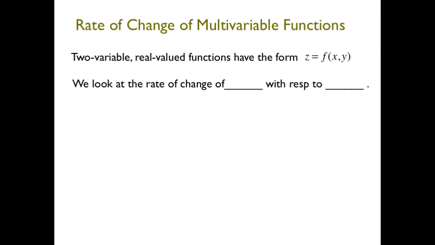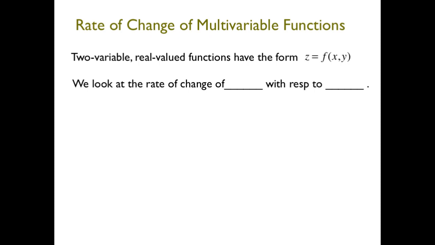Conventionally here, if z is a function of x and y, we're going to look at the rate of change of x, y, or z. The rate of change of z, the dependent variable, right? So normally we talk about the rate of change of the dependent variable with respect to what? With respect to x and y. What does that mean, x and y?